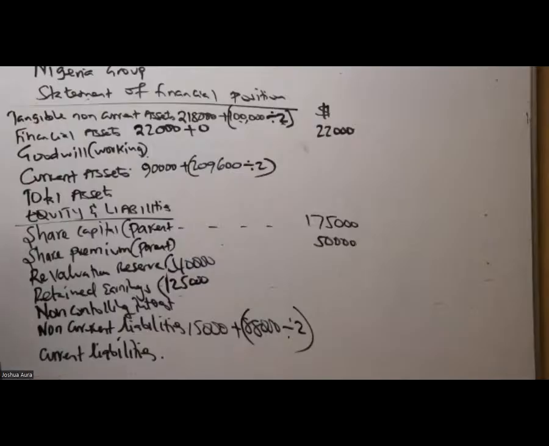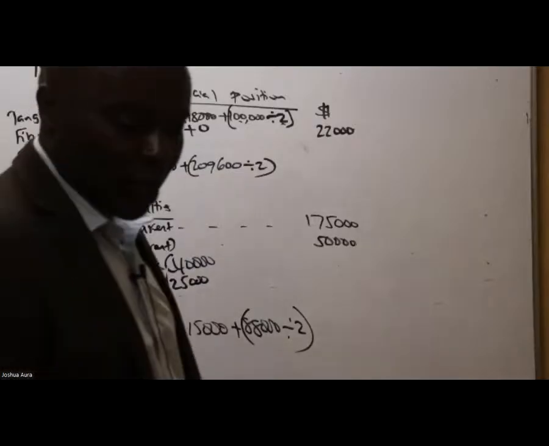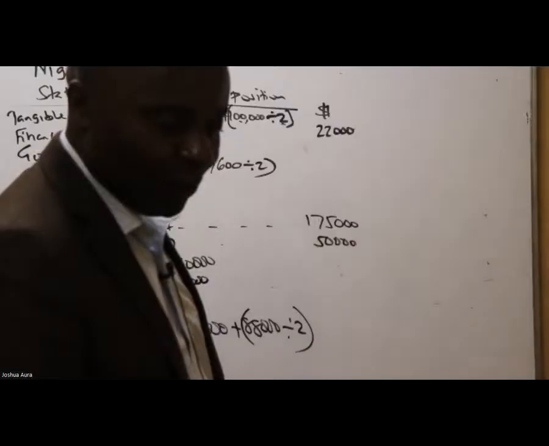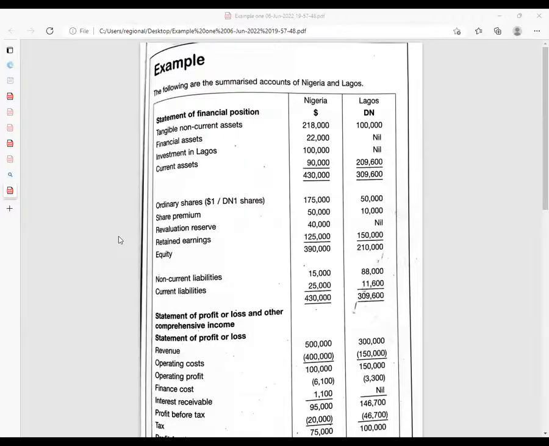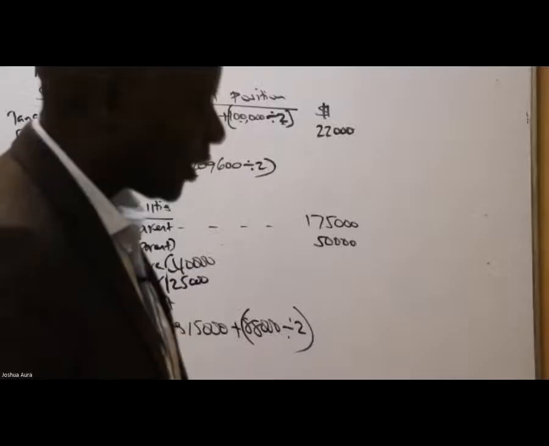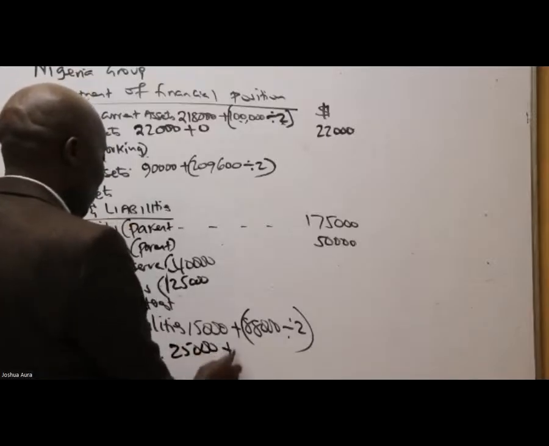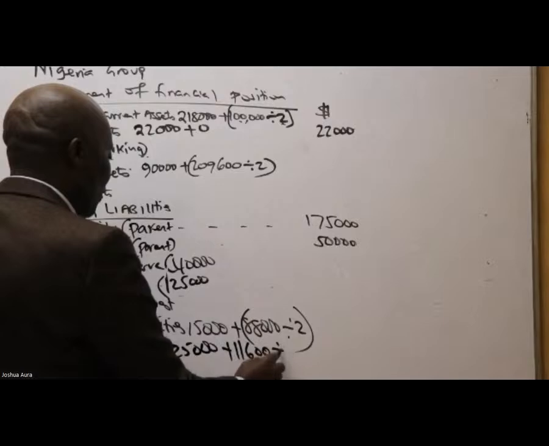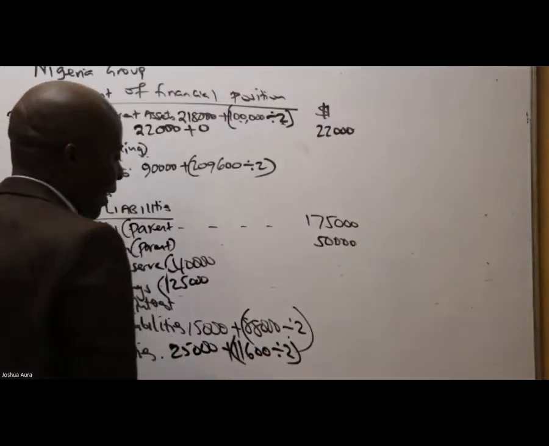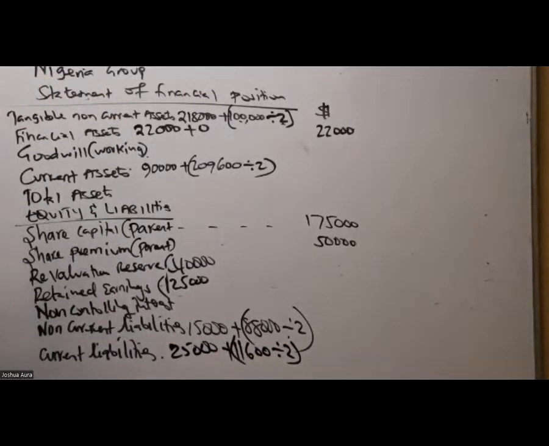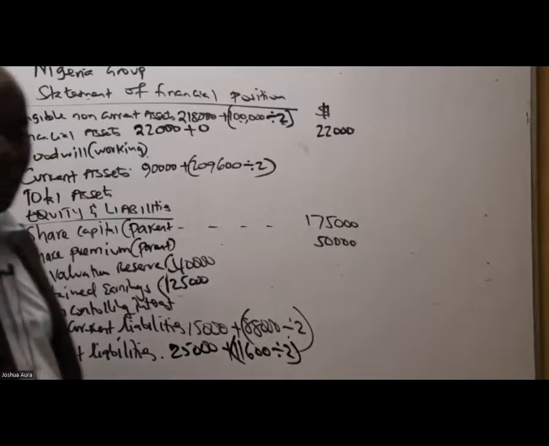So go straight away to the current liabilities. Under current liabilities, I can see 25,000 plus 11,600. But for purpose of having the same currency, this one has to be retranslated at the closing rate. Ladies and gentlemen, after you do that, what will be the next thing to be done?